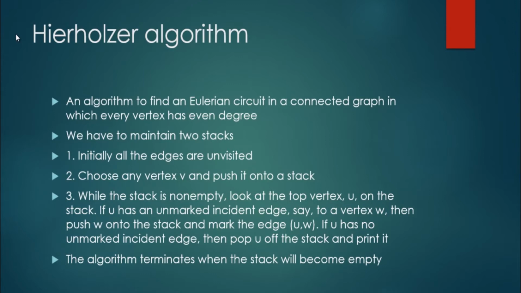Choose any vertex V and push it onto a stack. And while the stack is non-empty, look at the top vertex, for example U, on the stack, and if U has an unmarked incident edge, say to a vertex W, then push W onto the stack and mark the edge UW as visited. And if U has no unmarked incident edge, then pop U off the stack and print it. The algorithm terminates when the stack becomes empty.